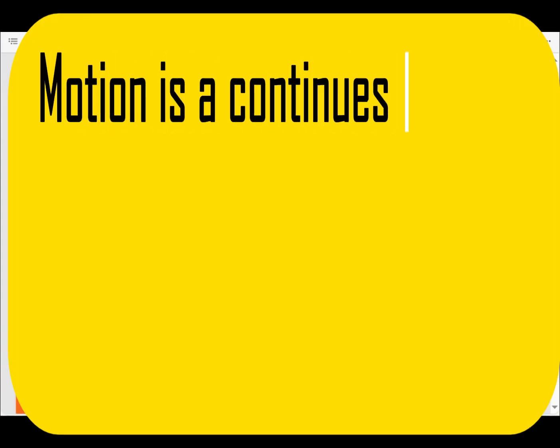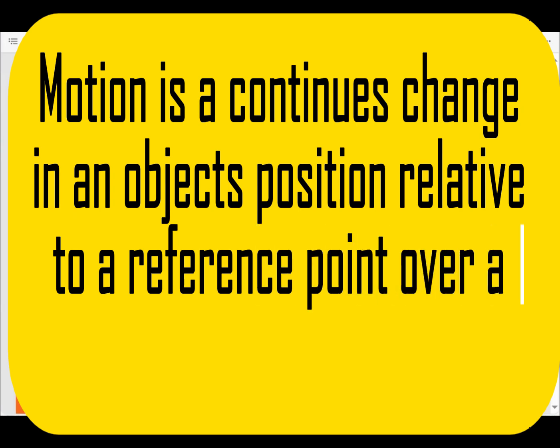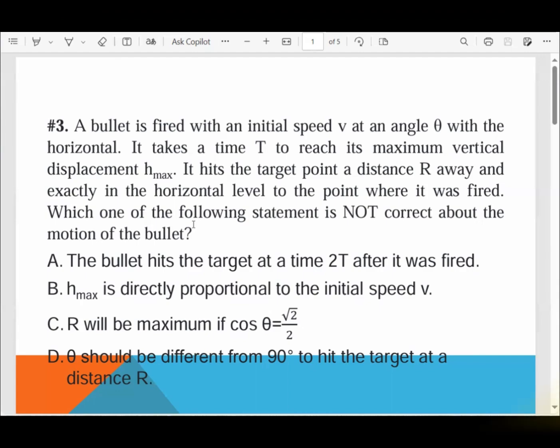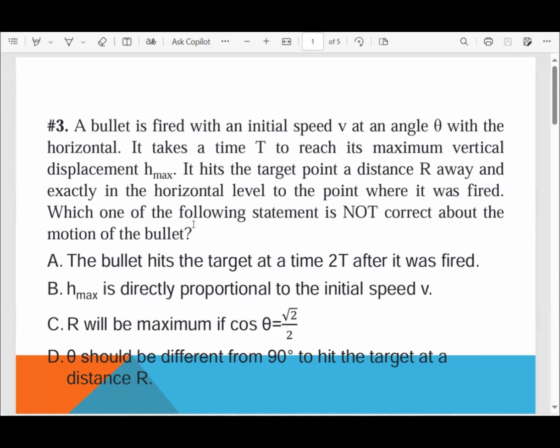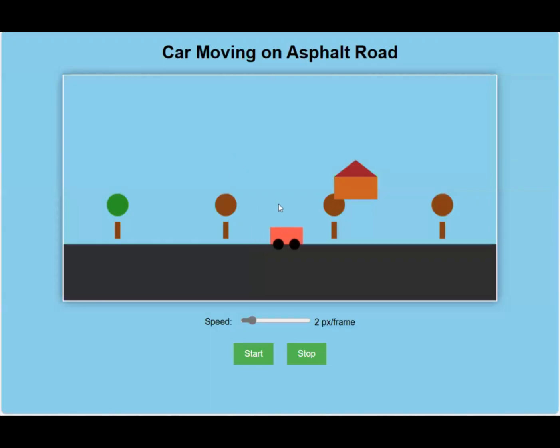Motion can be defined as the continuous change in an object's position relative to a reference point over a given time interval. Based on the nature of movement and the path followed, motion can be classified into five types. The first type of motion is linear motion. Linear motion is the motion along a straight line. As you have seen in this simulation, the car moves along a straight line. Such type of motion is called linear motion.